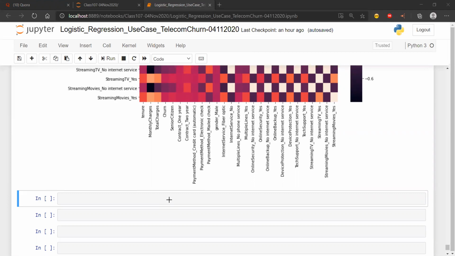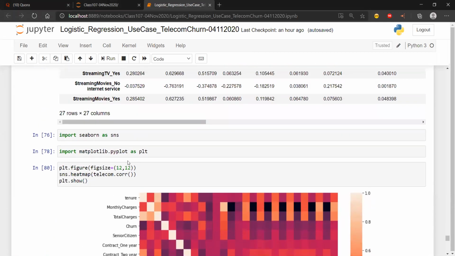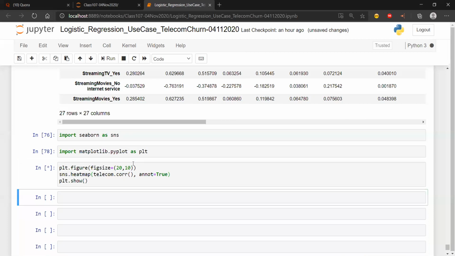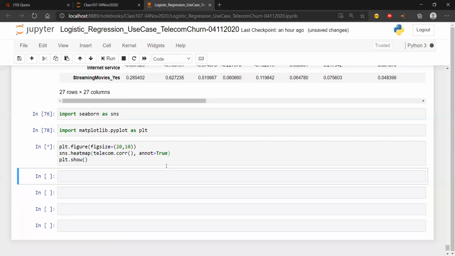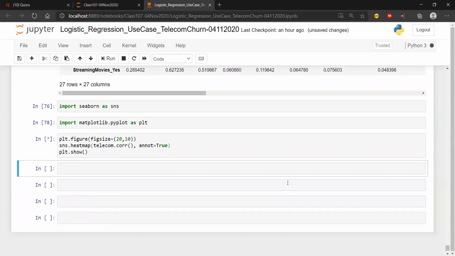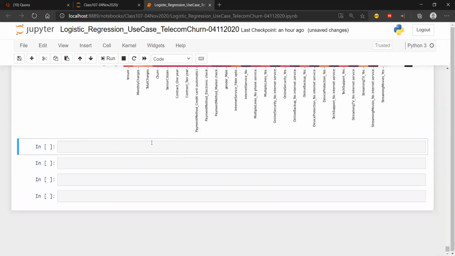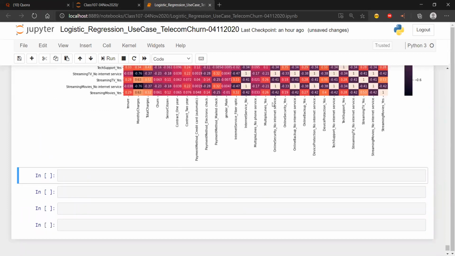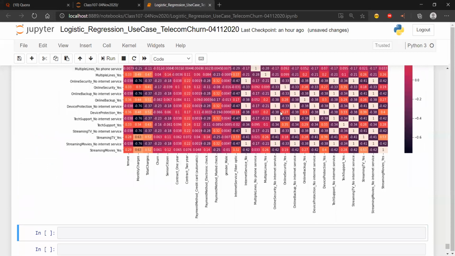But one quick way I could have done this is, let's say I could have run this as 20 comma 10, and you already know this, we have already tried this earlier. I could have set annotation equal to true, and a bit bigger figure size, so that it would have also shown me the exact values there. The exact values would have been shown. You see, the values are negative and they are the same.